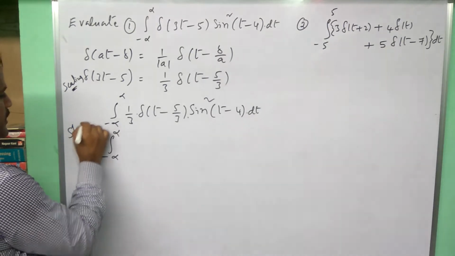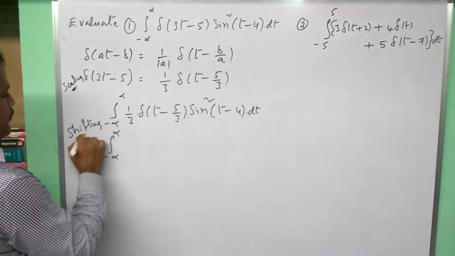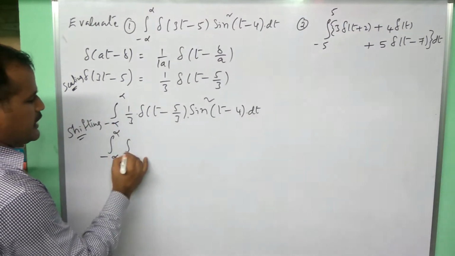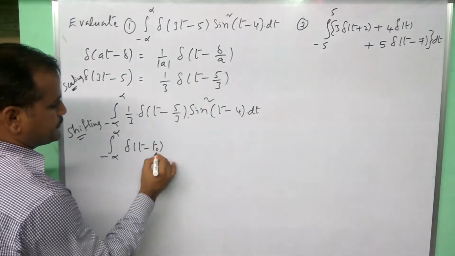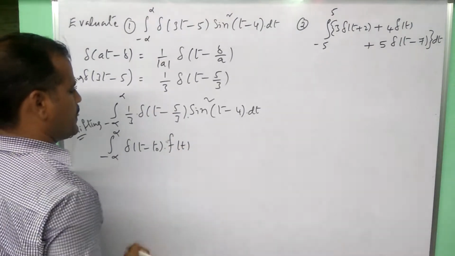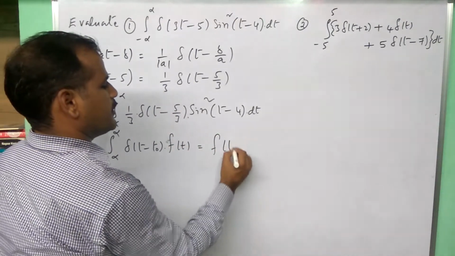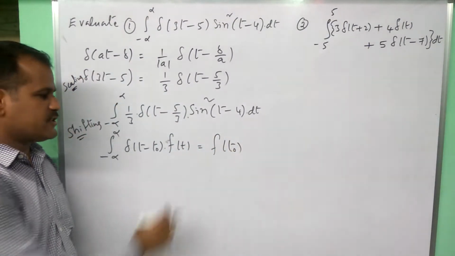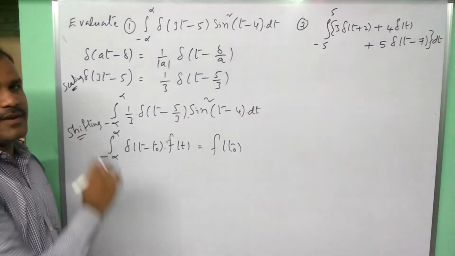Now the shifting property. The statement I am writing here: the integral from minus infinity to plus infinity of del of t minus t naught multiplied by some function f of t is equal to f of t naught. This is the statement of the shifting property of the impulse function.